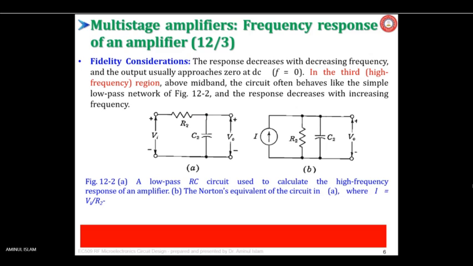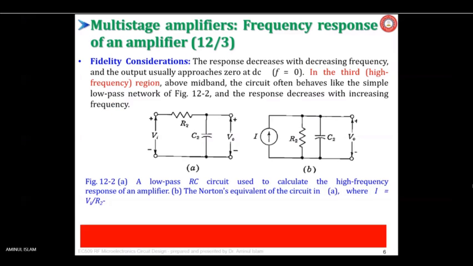In this, a low pass RC circuit is shown in figure A. See how the capacitor C2 is connected. R2 is in series with the supply, I mean the signal VI. Here, if the frequency is very high, the capacitive reactance of C2 approaches zero. So the signal will be wasted, a short kind of thing will happen at the output terminal. So you will get less gain as you increase the frequency. So in the third or high frequency region, above the midband, the gain will be less.